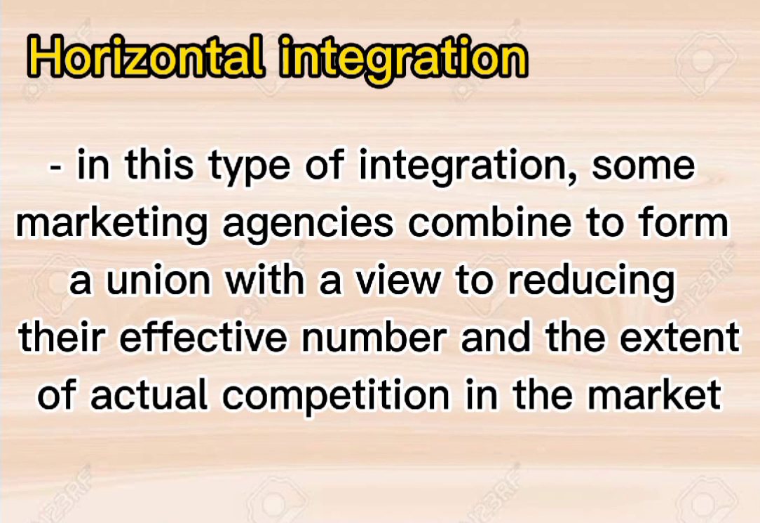Horizontal integration. In this type of integration, some marketing agencies combine to form a union with a view to reducing their effective number and the extent of actual competition in the market. So this occurs when a firm or agencies gains control of other firms or agencies performing similar marketing functions at the same level in the marketing sequences. It is advantageous for the members who join the group. So in most markets, there is a large number of agencies which do not effectively compete with each other. This is indicative of some element of horizontal integration. It leads to reduced cost of marketing and reduced competition is possible.